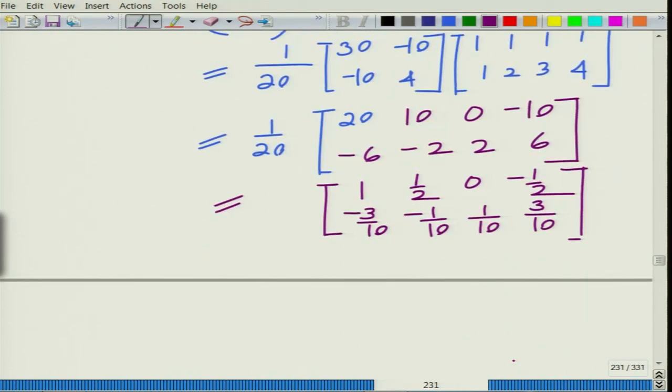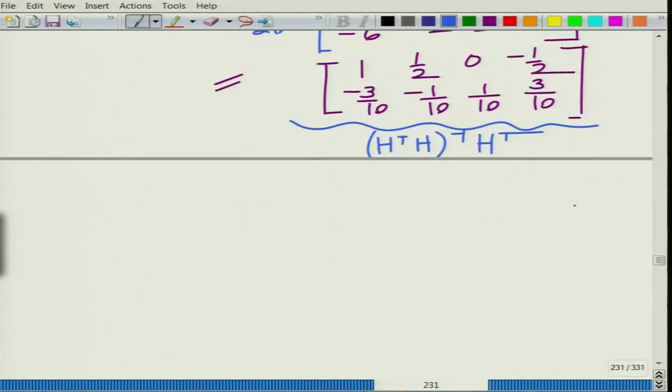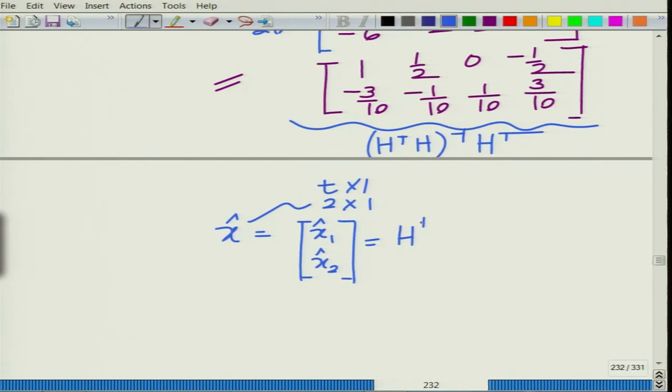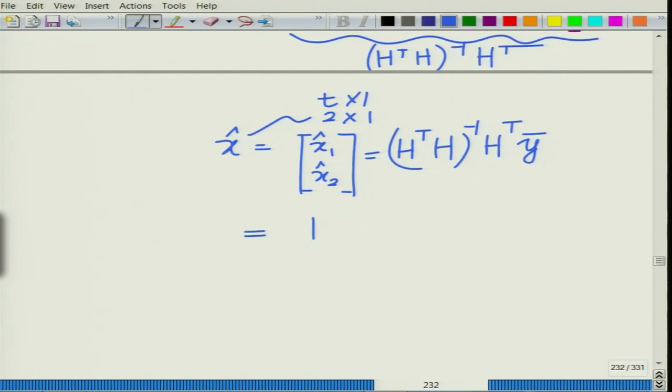I guess that completes this. So, this is your H transpose H inverse H transpose. And now we apply this to the received vector. So, we have x hat, remember this is going to be a t cross 1, or basically a 2 cross 1 vector. This is going to be x 1 hat, x 2 hat, which is essentially your H transpose H inverse H transpose into y bar.